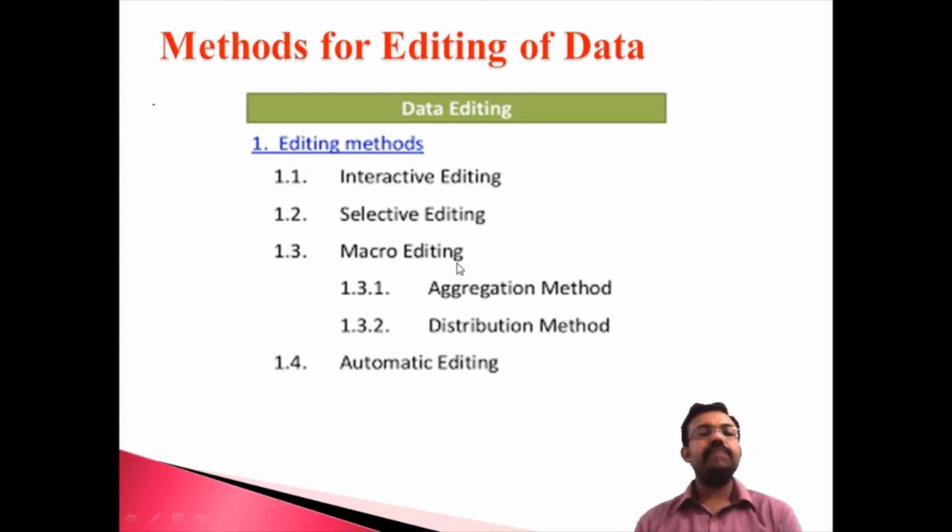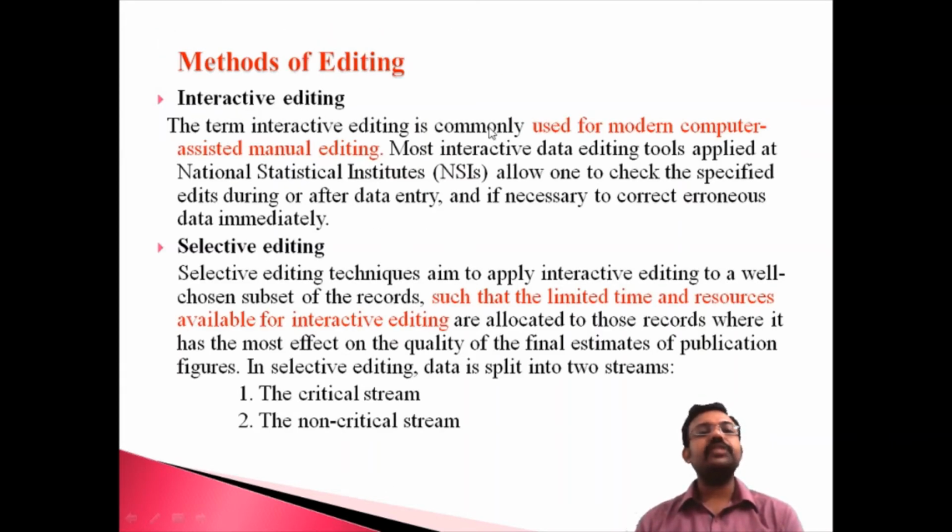From the macro editing point of view, there are two important methods: one is the aggregation method and the other is the distribution method. These are the most commonly used editing methods in research activities. So first of all, interactive editing, selective editing, and macro editing. Macro editing includes aggregation editing and distribution editing, and another one is automatic editing. Let us discuss one by one what we mean by interactive, selective, macro, and automatic editing. The first one: what do you mean by interactive editing?